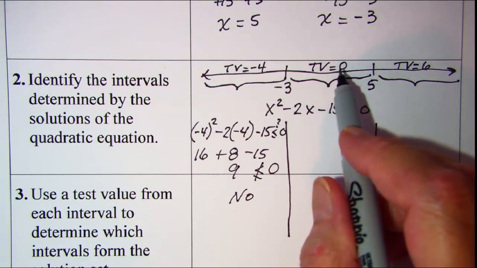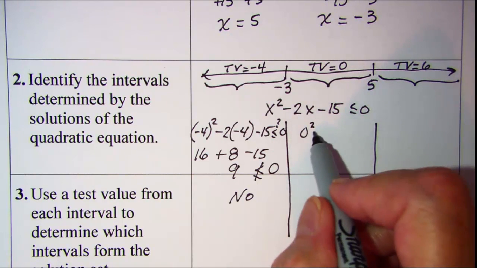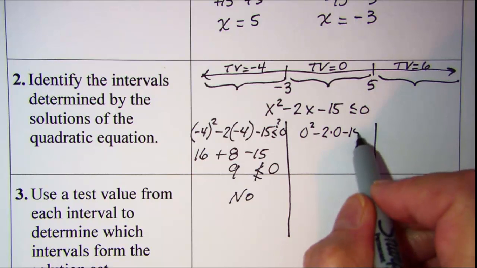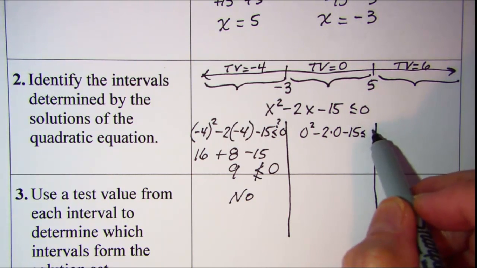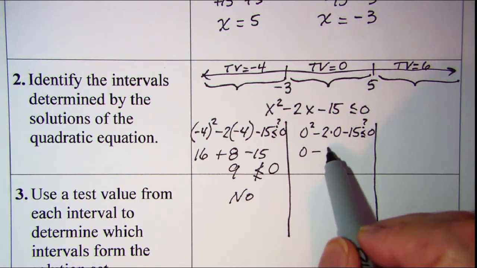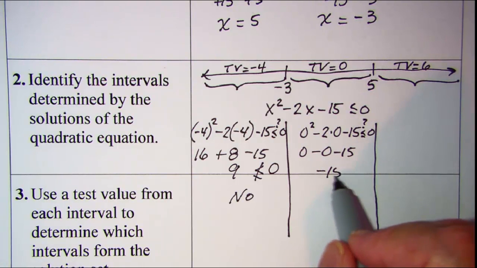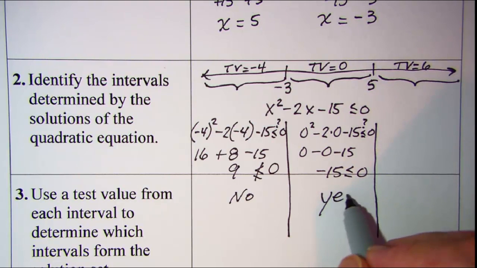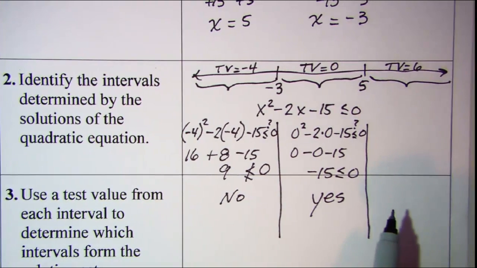Now I'll use a test value of 0. So 0 squared minus 2 times 0 minus 15. I want to see if that's less than or equal to 0. So 0 minus 0 minus 15. Negative 15 is less than or equal to 0. So this interval will work as part of my solution set.